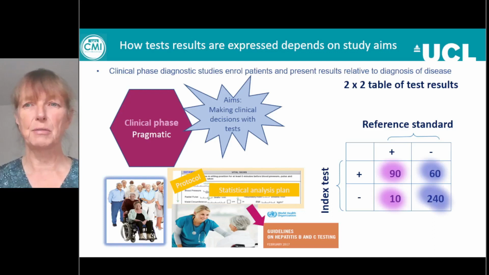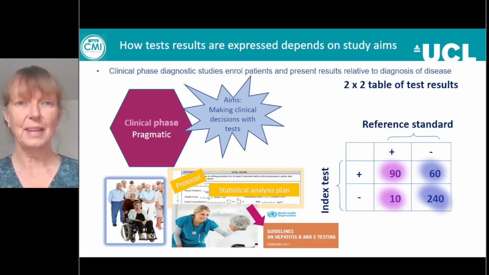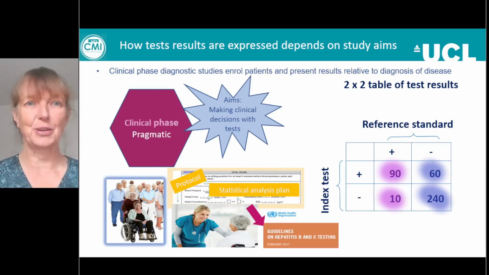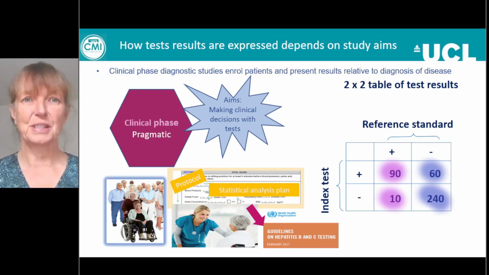Okay, and then we've also recruited 300 people without the disease in this study, and what we can find is 240 of those also have a negative test result. That's correct. So they get a correct result from the index test saying they don't have the disease. But we've got some false positives. We've got 60 false positives.